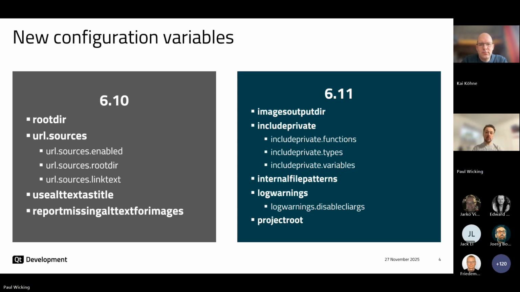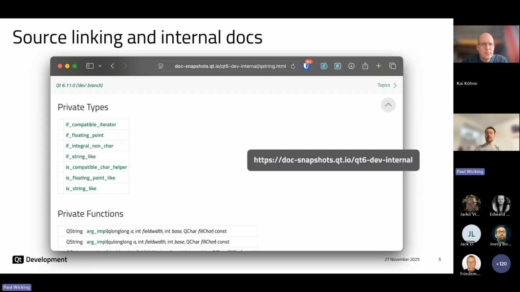We believe this matters for Qt maintainers, for new contributors figuring out the internals of Qt, and for other projects such as KDE that may have some of the same types of documentation needs. And it isn't theoretical. We're already using this ourselves. So if you go to the doc snapshots page, you'll find internal documentation builds. They're currently unlisted, so you'll need to visit the URL that's on the slide. But they're there, and they're being generated with these features.